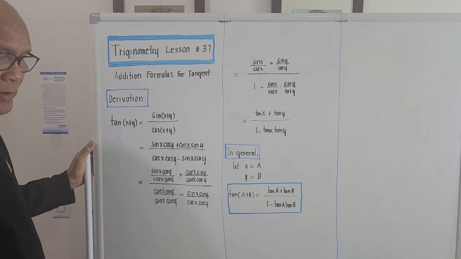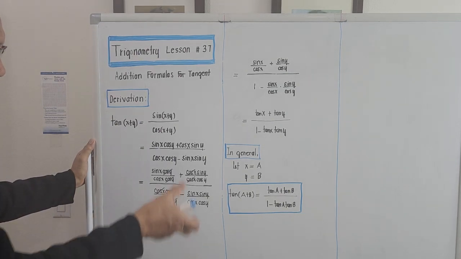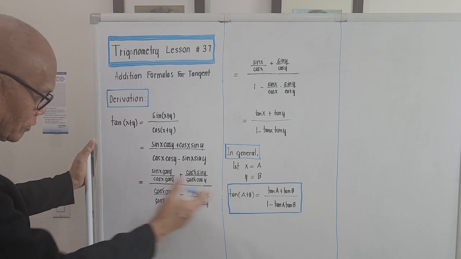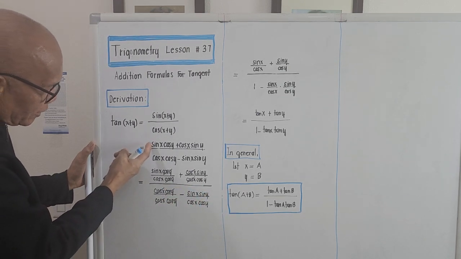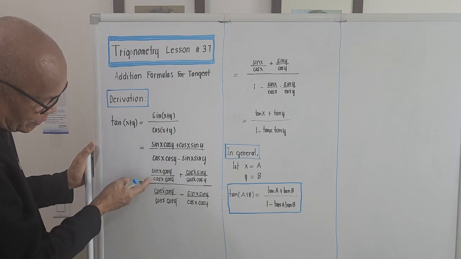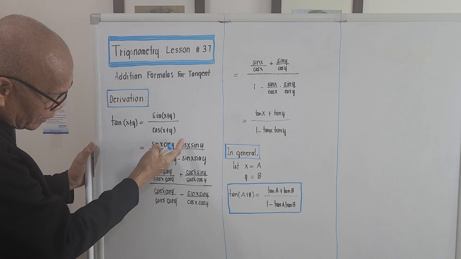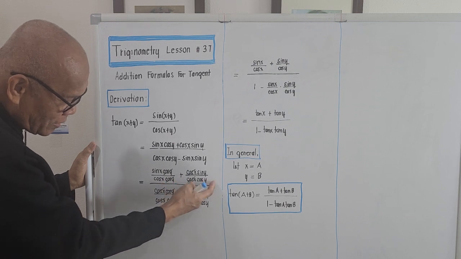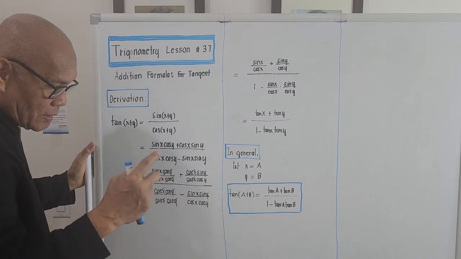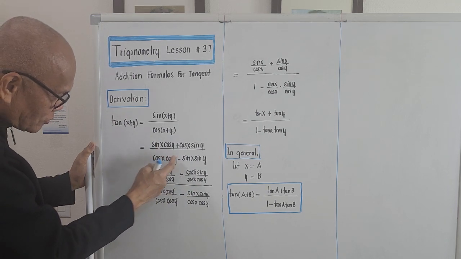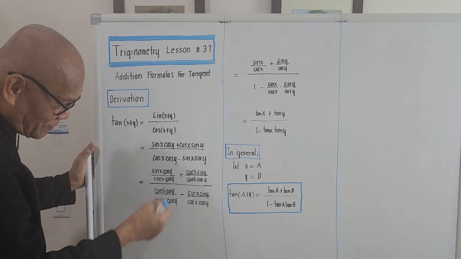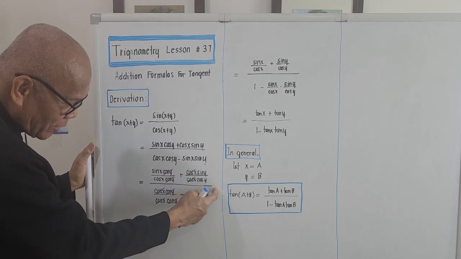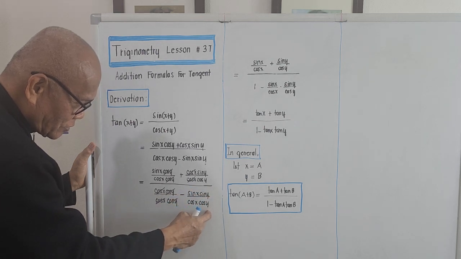We will divide all terms on the numerator and denominator by cosine x cosine y. So the resulting simplification will be something like this. I will rewrite sine x cosine y, divided by cosine x cosine y, and cosine x sine y, divided again by cosine x cosine y, all over the denominator: cosine x cosine y divided by itself, cosine x cosine y, minus sine x sine y, divided again by cosine x cosine y.